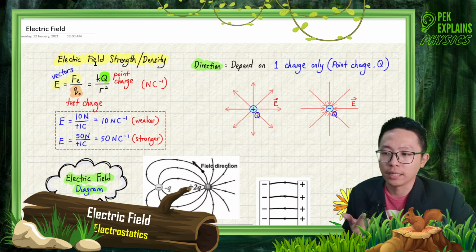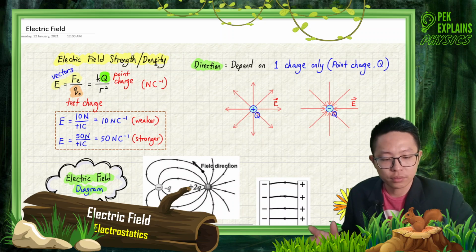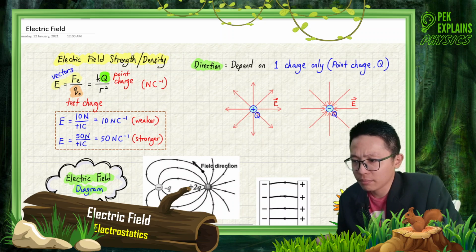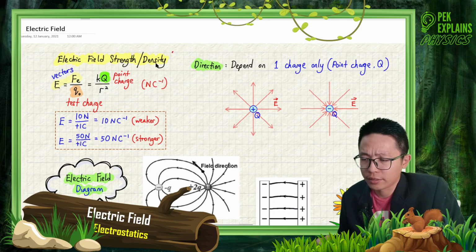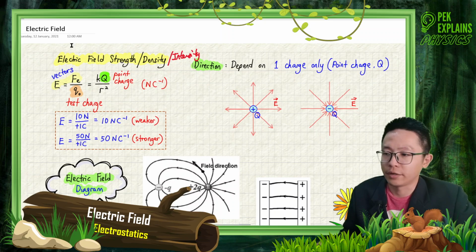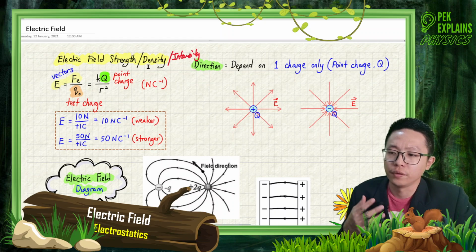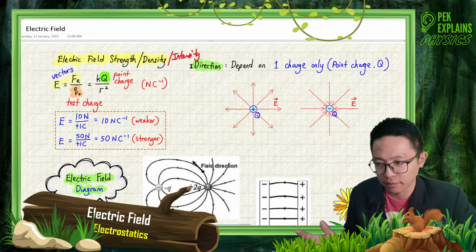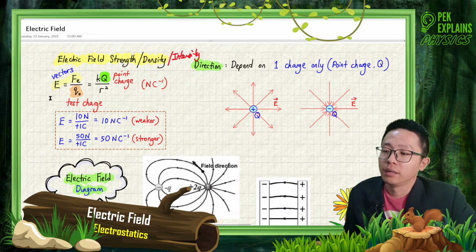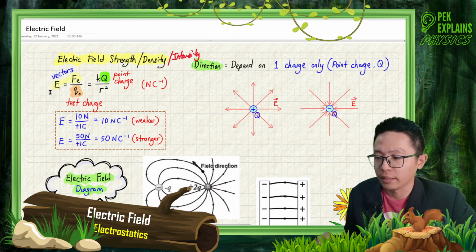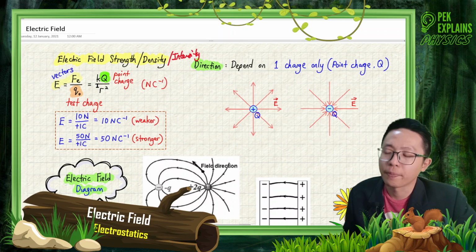Sometimes people say it is electric field density. So they are the same. Sometimes I also heard people say electric field intensity. So all these refer to the same thing: electric field strength, electric field density, electric field intensity. And the formula is given by E equal to electric force over test charge equal to KQ over R squared.